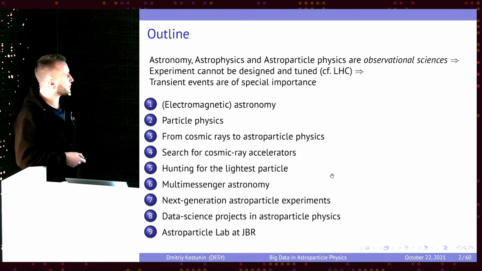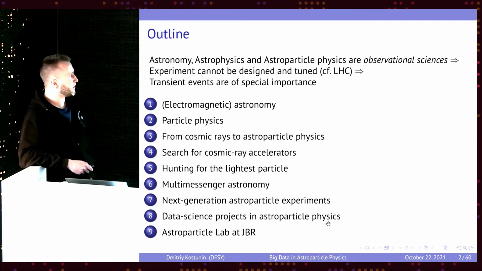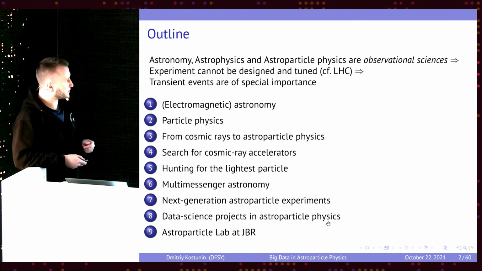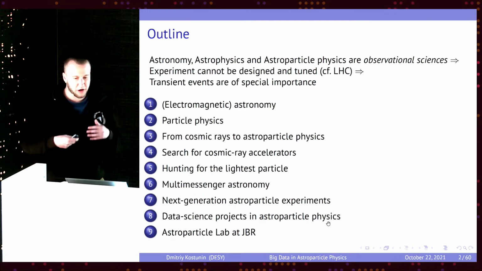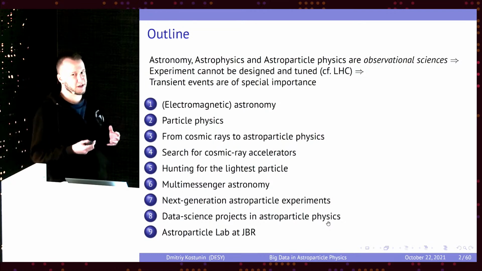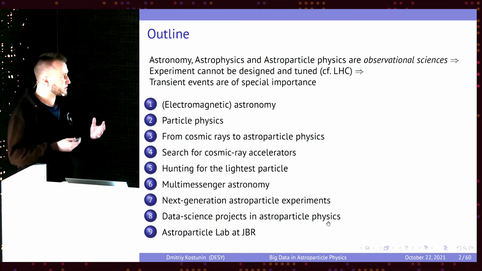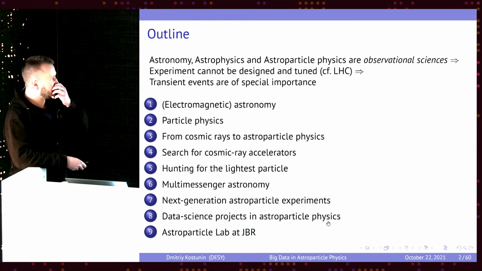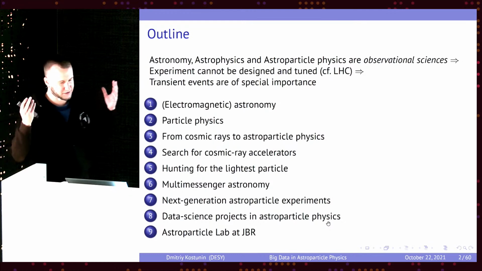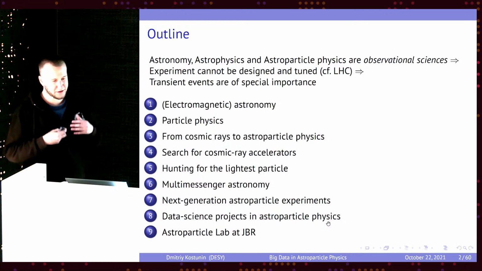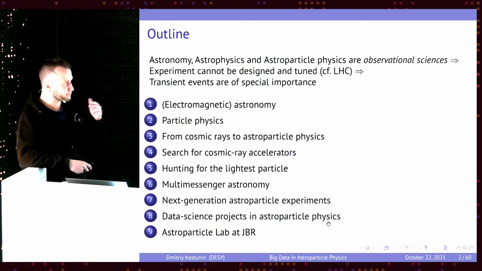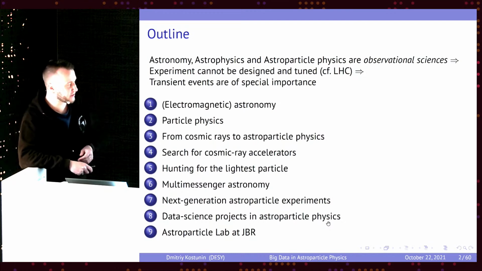Here is a short outline of my lecture. First of all, I want to emphasize that astronomy, astrophysics, and astroparticle physics are observational sciences. So we cannot design experiments or tune our setups, like for example the Large Hadron Collider. Moreover, sometimes we have transient events, not the constant shining of stars, and they are of special importance because they can appear once per year, per decade, per 100, or sometimes even per 1,000 years.